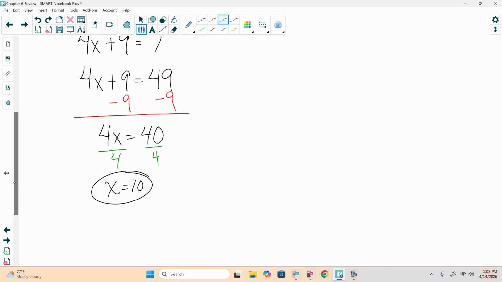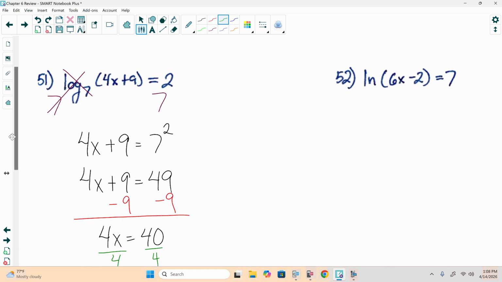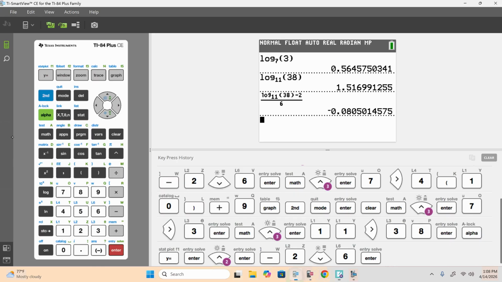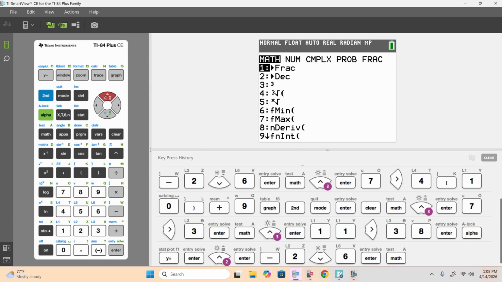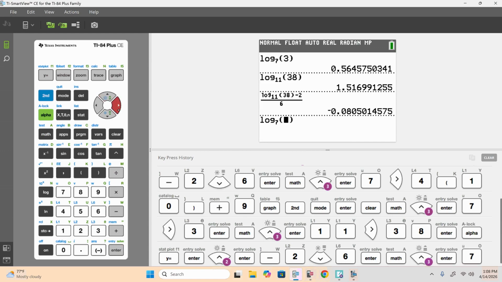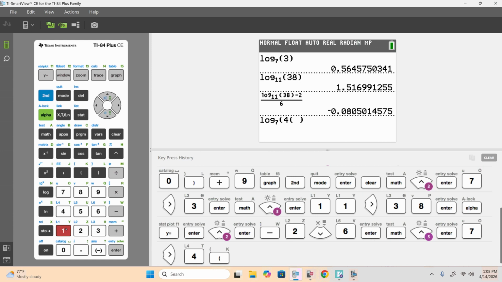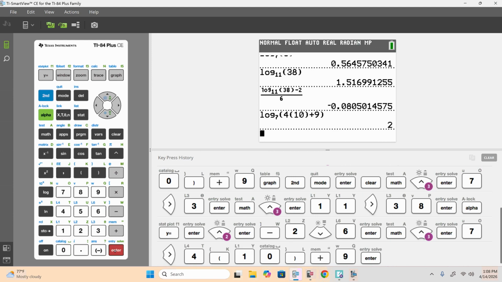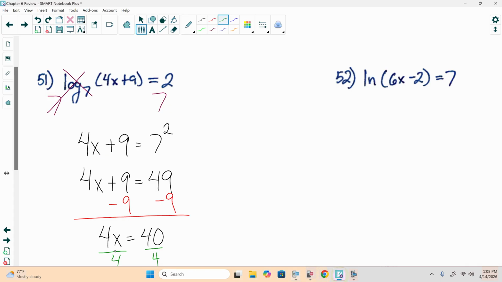Questions on this here? Say we weren't sure, we could always go back and check. Math. Log base 7 of 4 times 10 plus 9 is indeed 2. That's what the equation told us it needed to equal, so we're good there. Any other questions on 51?